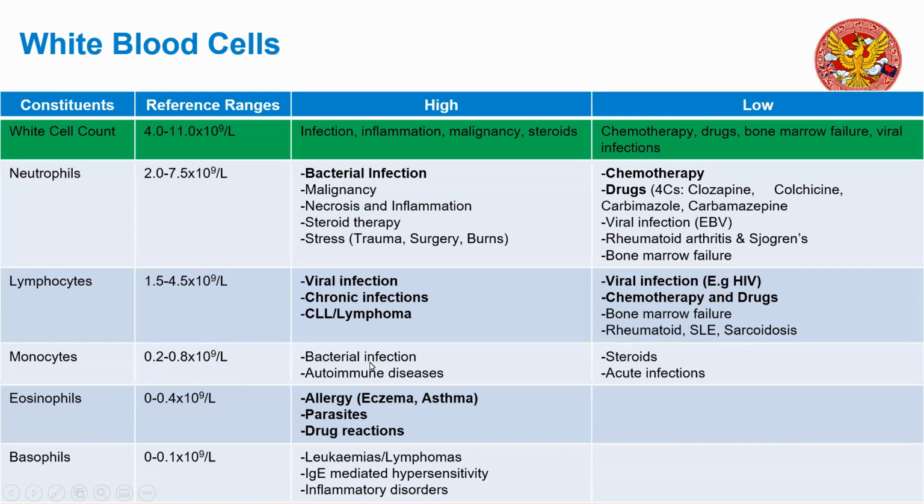Monocytes, there's not a lot you can get from monocytes, because they're not very specific to anything. But if there is a rise, think about bacterial infection and autoimmune diseases. Generally, a low monocyte count can be seen in acute infections or steroids.